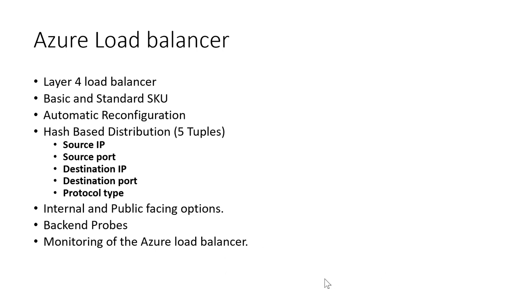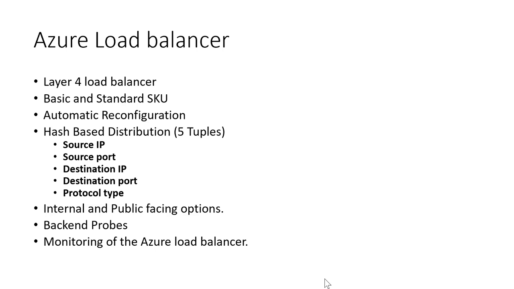Additionally, we also look into automatic reconfiguration. What we mean by automatic reconfiguration is that the load balancer, based on the backend pool health, will automatically distribute traffic to only healthy virtual machines or a virtual machine scale set. That also gets your application into high availability, where if one of the machines is down, it doesn't matter, because the traffic can be routed to the other healthier machines.